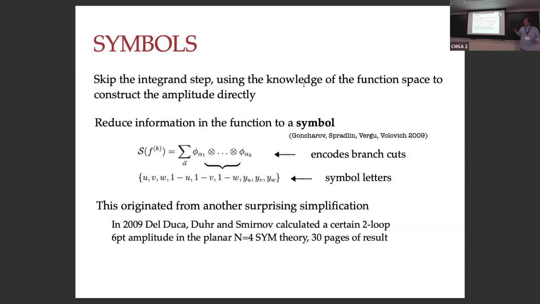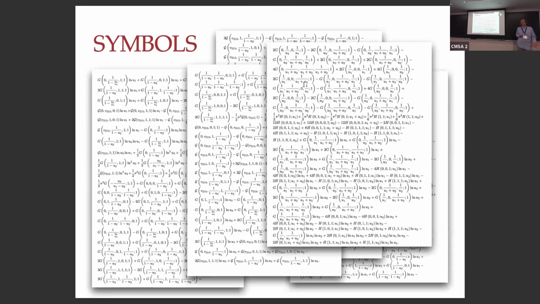And the usefulness of this approach became obvious in 2009 when these three people, Del Duca, Duhr, and Smirnov, calculated a certain amplitude, the two-loop 6-point amplitude in this theory. And similar to what happened with the Parke-Taylor factor, when they finished the calculation, they got 30 pages of result. In this case, it was not rational functions, but polylogarithms, Goncharov polylogs, harmonic polylogs, various functions of many variables. It didn't look like it would simplify to anything nice, because these functions satisfy a lot of identities. They can be written in many different ways, so there is no unique way to write anything, and it's not clear which identities to use to simplify it.